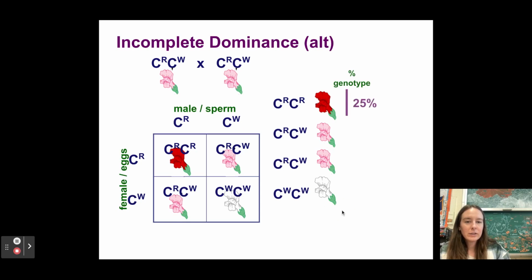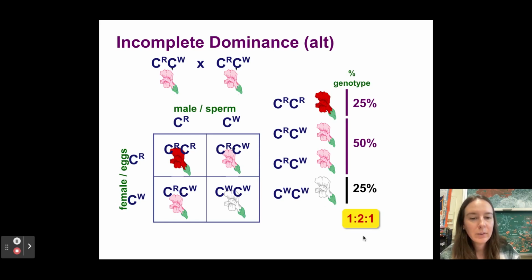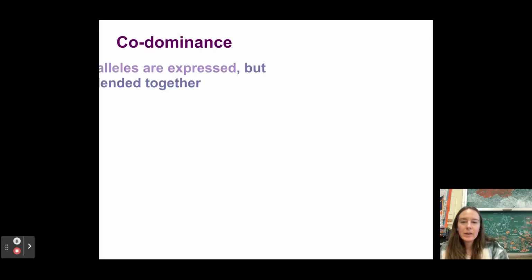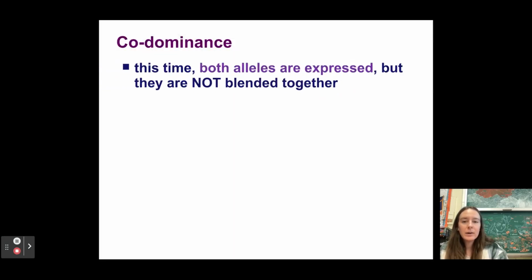So our genotypic ratios will be 25%, 1 out of 4 is red, 50%, 2 out of 4 is pink, and 25% is white. And then if we write that as a ratio, it's 1:2:1. The phenotypic ratio is the same because we still have 25% red, 50% pink, and 25% white. So the same ratios.